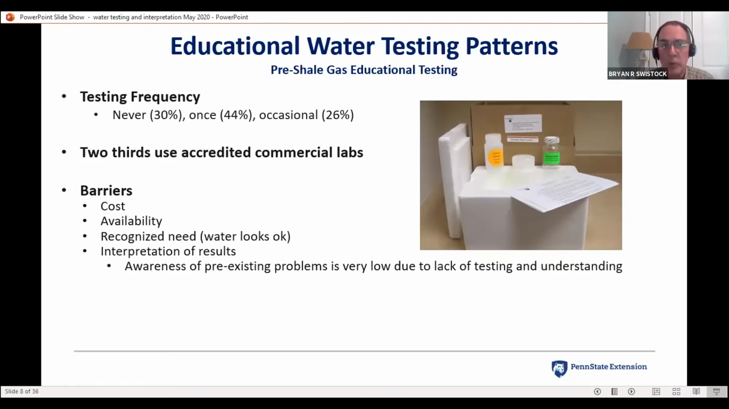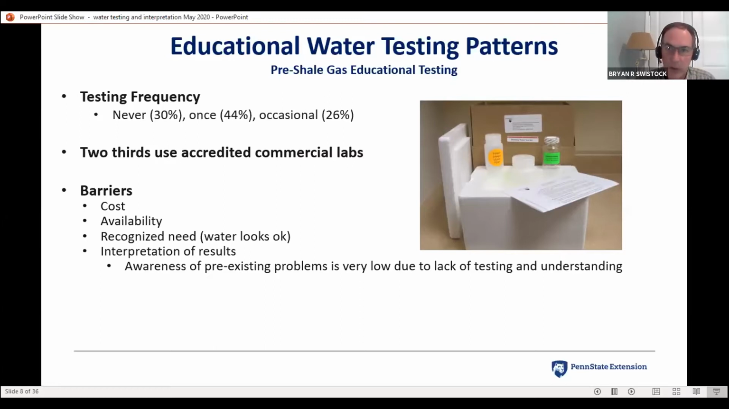Some of the barriers: why don't people test their water? Cost is an important one. We've done surveys that show a lot of homeowners begin to balk at water testing when it gets up to about $100 to $200, and that's not hard to do with water testing. It only takes a few parameters to get to that cost limit. So cost is a big one. Availability is another. If you don't have a lab within 30 minutes or an hour of you, you're less likely to drive that distance to get the water testing kit and then drive back and deliver it to the lab.